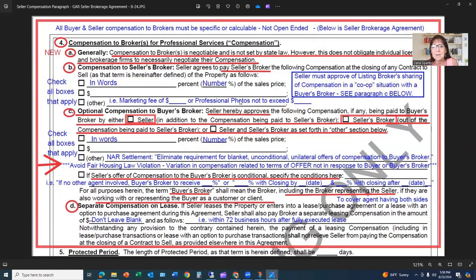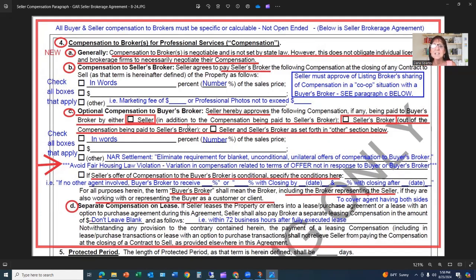And that is now spelled out in the subparagraph C, optional compensation for buyer's broker. A seller has never been required to compensate a buyer's broker or to agree to allow you as their broker to share your compensation with a buyer's broker. That has never been a requirement here in Georgia, but now in the July 1st revision of the contract, GAR just simply clarified that by putting in the words optional compensation to buyer's broker.